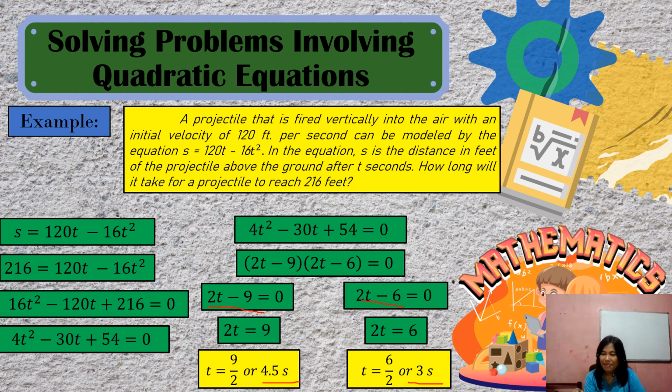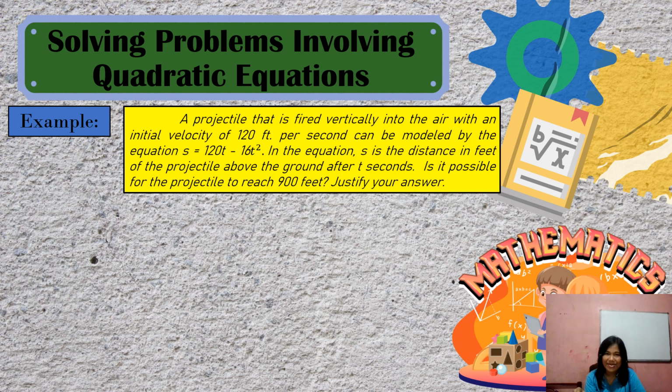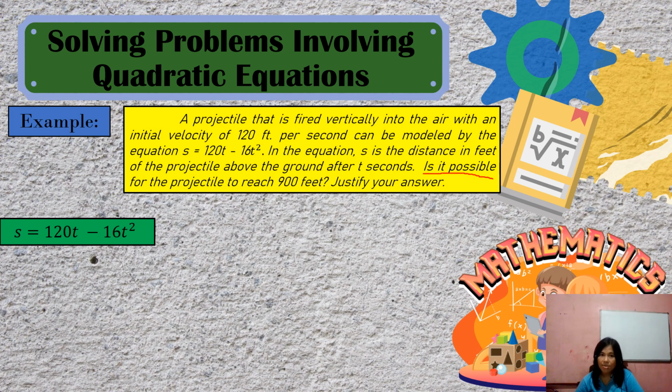Are you ready? Here is the continuation. Look at the given, the formula is still the same. But if you notice, our last question is different. Is it possible for the projectile to reach 900 feet? Okay. So this time, we replace S with 900. So we have 900.